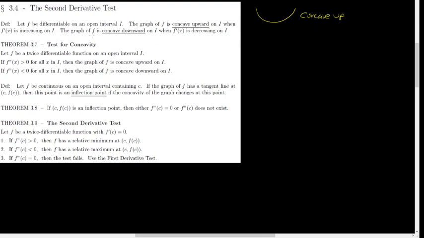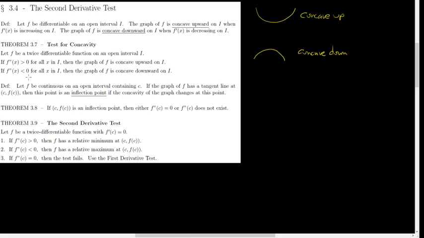Okay? On the other hand, if the derivative is decreasing, say it might start out very big, but then it gets smaller and smaller and smaller, eventually more negative, that means it's concave down. So this is the definition, but the easiest way to determine, given a function, whether it's concave up or concave down is to use the second derivative. If the second derivative is positive, it's going to be concave up on that interval. And if the second derivative is negative, it's going to be concave down on the interval.